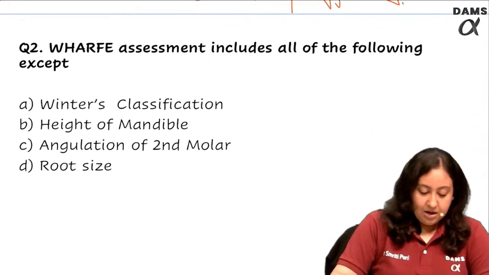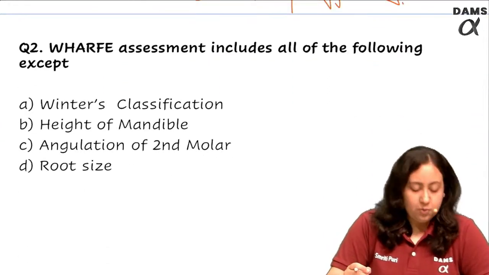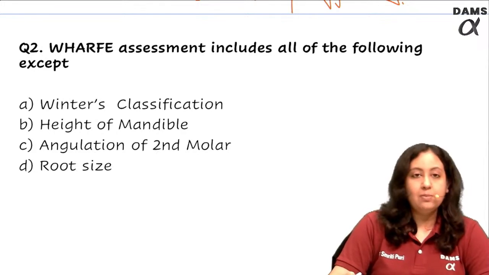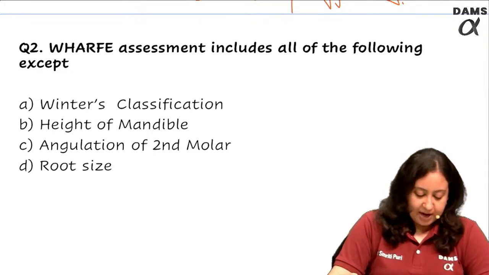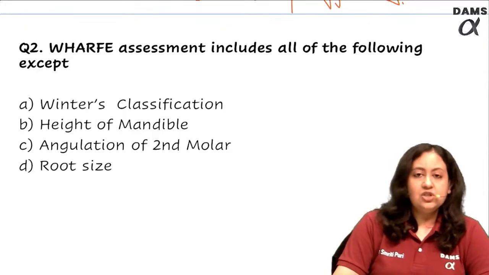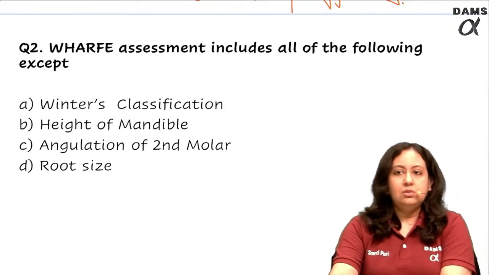All right, let us see our second question. WOF assessment includes all of the following except A. Winter's classification, B. height of the mandible, C. angulation of second molar, and D. root size. All right, so I'll just give you all a few seconds.